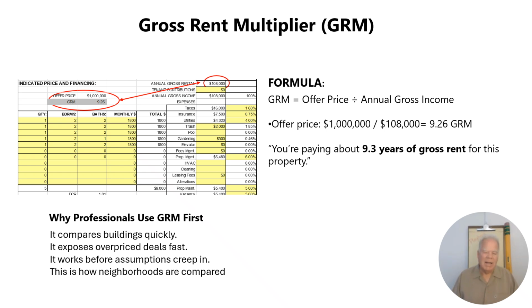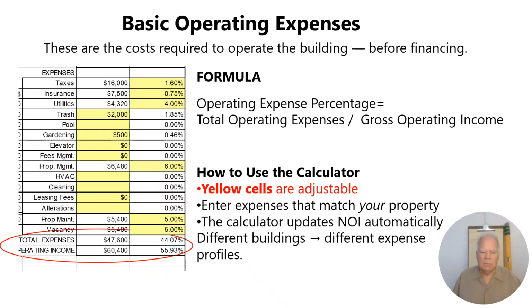That isn't the final answer, it's just a screen. A fast way to see if the asking price even belongs in the conversation. Professionals use the GRM first because it exposes pricing quickly, and students benefit from it because it forces discipline before assumptions creep in. If it doesn't work here, it won't work later. Now let's walk through it in the calculator.